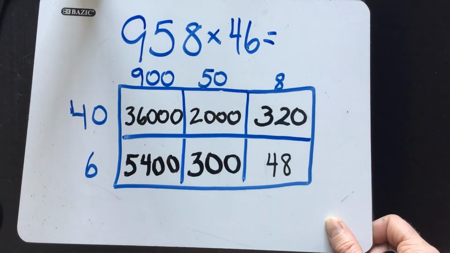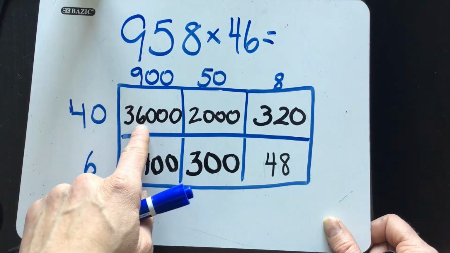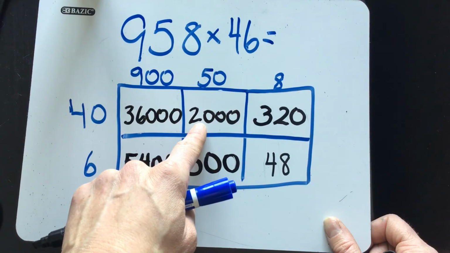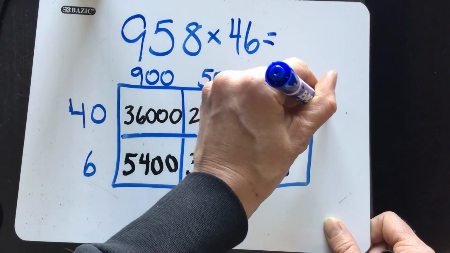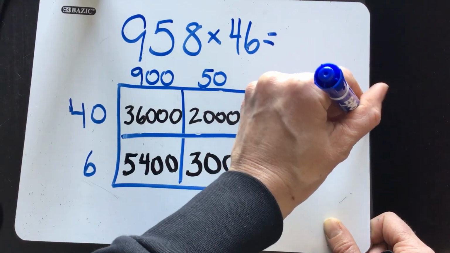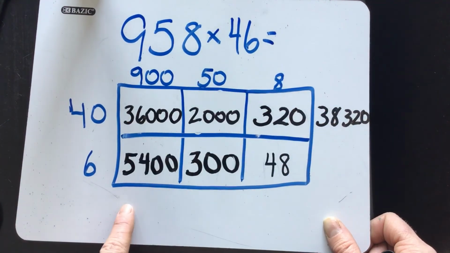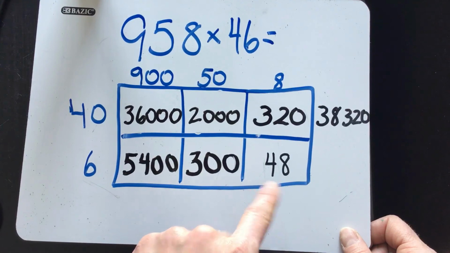Now I do need to add all that up together. So I'm going to look and go, what's 36,000 plus 2,000? That's 38,000 plus 320. So that means it's 38,320. And then I have 5,400 plus 300. That makes me have 5,748.